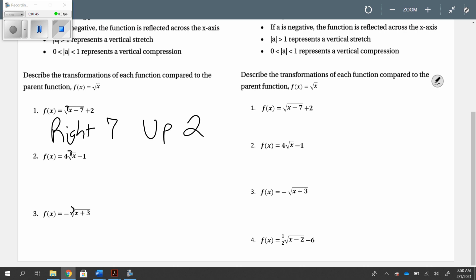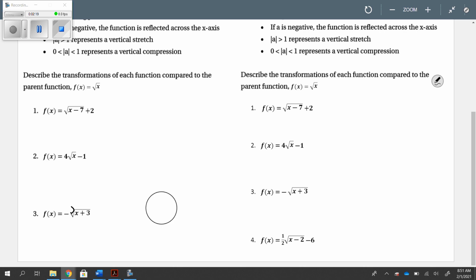The only difference between cube root and square root transformations is that turning point, if we ever have to graph a transformation. But they are the same, okay? So we see number 2, we have 4 and then cube root of x minus 1. So it'll be vertical stretch by 4, and then that minus 1 is on the outside means down 1. And that's it. All right.